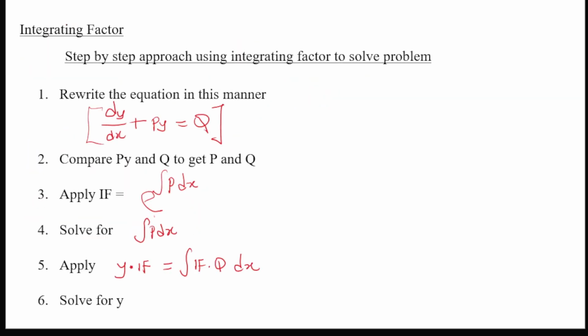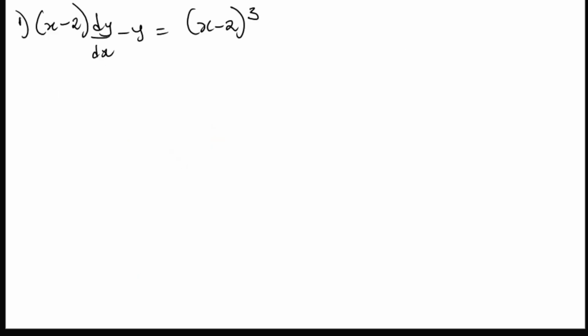Now the first step is to rewrite your equation to suit this manner. That is, rewrite your equation such that it starts with dy over dx. So the first thing we need to consider in our question is the variable of interest. The variables of interest in this question are basically y and x. Are we together? Now the first thing you do is rewrite that equation to start with dy over dx.